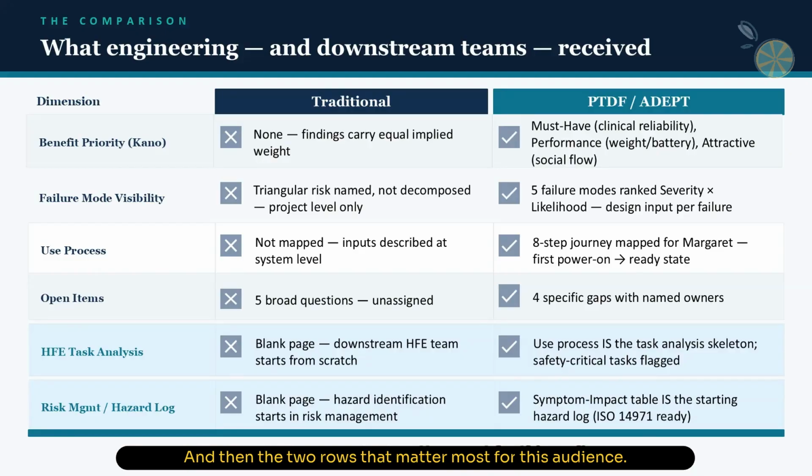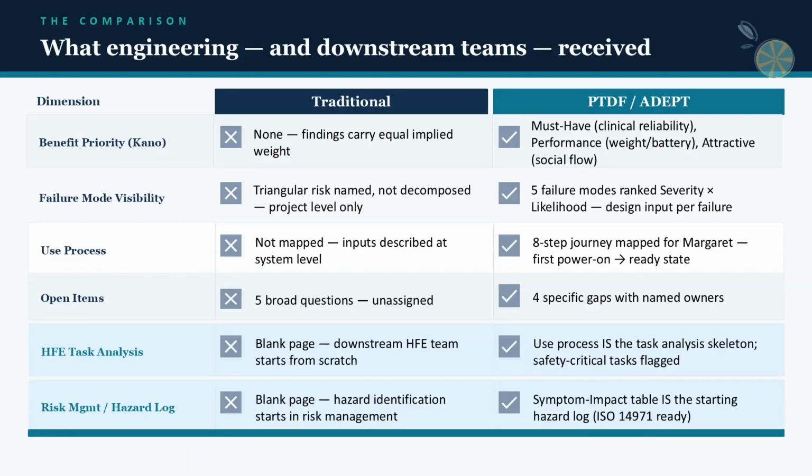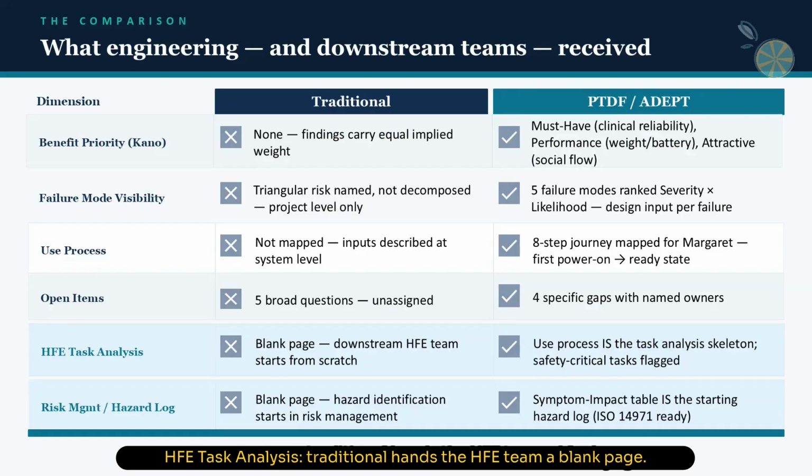And then the 2 rows that matter most for this audience. HFE task analysis. Traditional hands the HFE team a blank page. Pierce the Design Fog hands them a mapped use process with safety critical tasks already flagged and a non-auditory startup constraint already on the table. The risk management file. Traditional hands risk management a blank page. Pierce the Design Fog hands them a starting hazard log, severity rated, ISO 14971 ready, with design inputs already mapped for the critical and high failure modes.